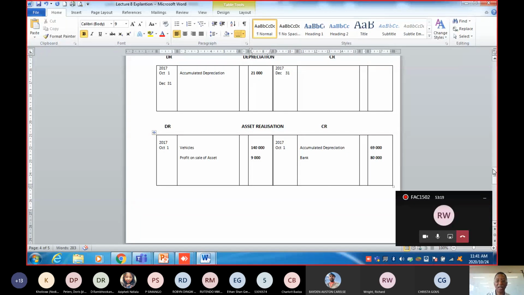Your asset realization account, as Krista has pointed out, must now balance. The debit side must be equal to the credit side. If you add up the debit side, you will see that it is 149,000 Rand, and the credit side is also 149,000 Rand. If that is not the case, then we are having problems. Then we made a mistake somewhere. Okay.